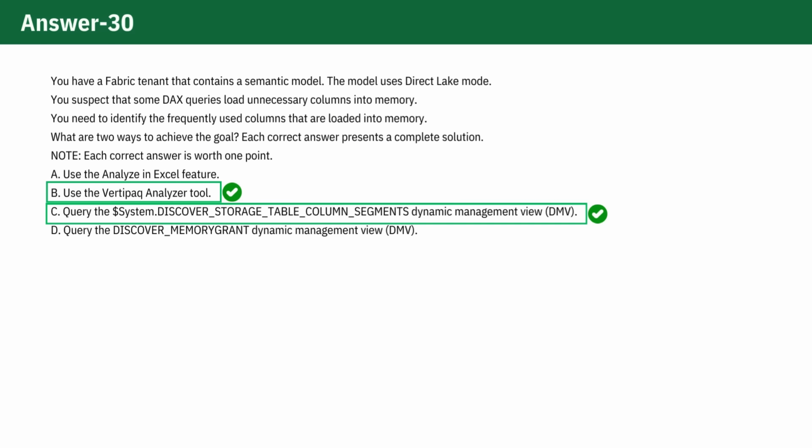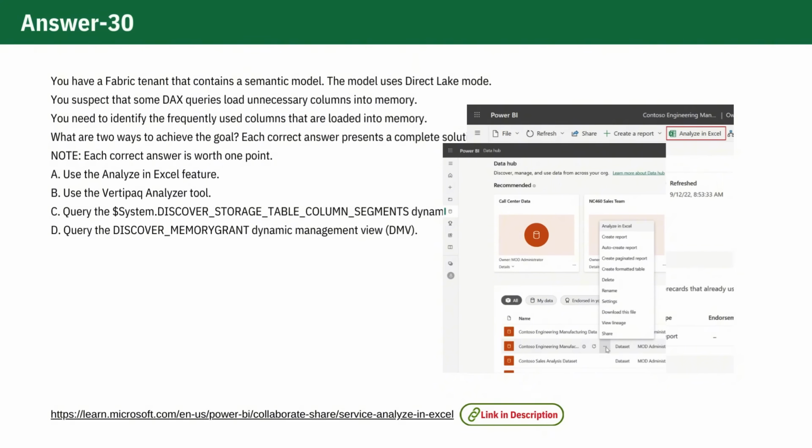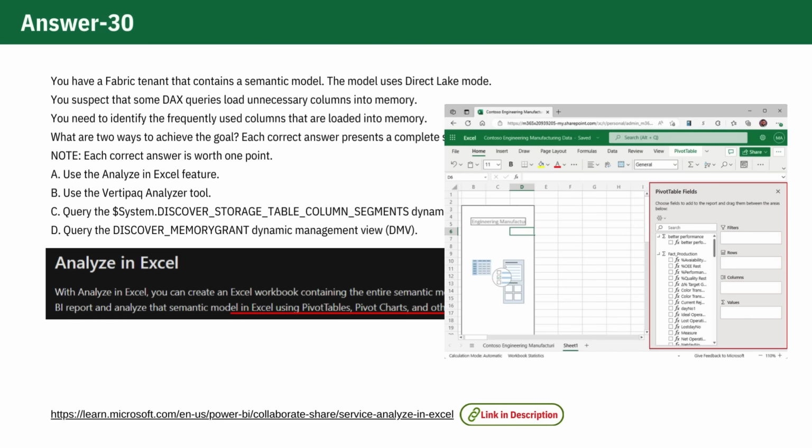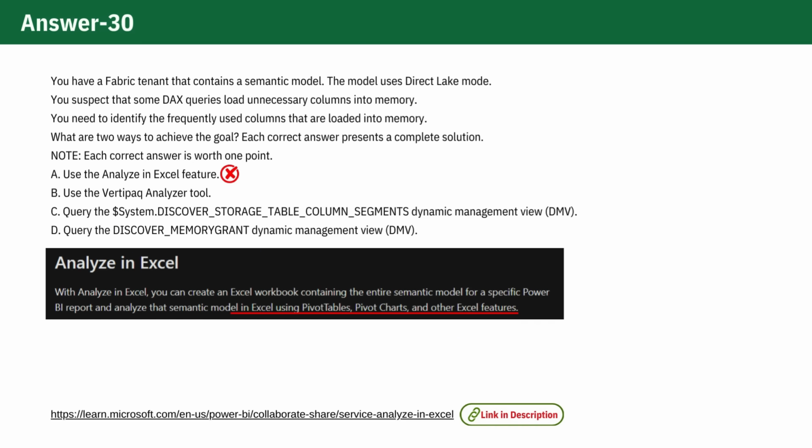Let's look at our answer options in order. Option A. Use the Analyze in Excel feature. This feature is primarily used for ad hoc analysis and creating pivot tables based on the Power BI dataset. It does not provide detailed information about the memory usage of columns. Thus, this option is incorrect.